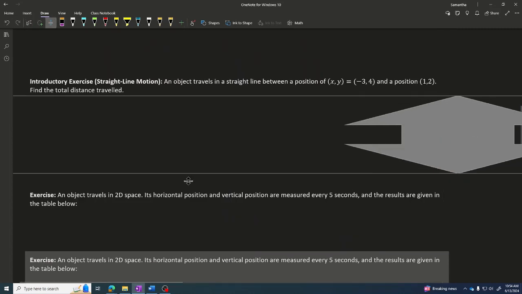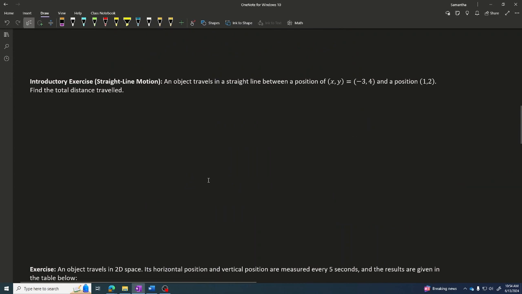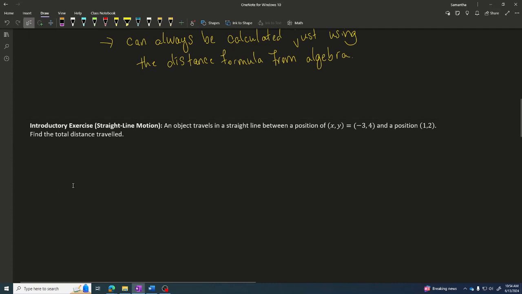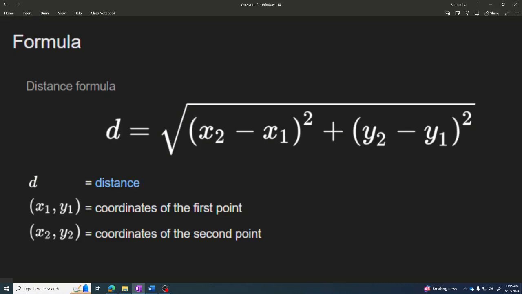Now for an introductory exercise, once again, a little baby exercise to help us to get our thinking correct. Suppose that the object did actually travel just in a straight line forward from an initial position of -3, 4 to a final position of 1, 2. If the object did move in a straight line, what would be the total distance traveled by that object? Well, in that situation, you can find the total distance traveled just by using the distance formula.